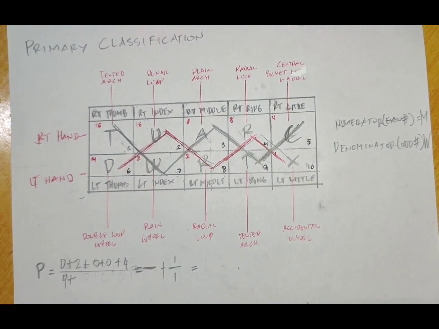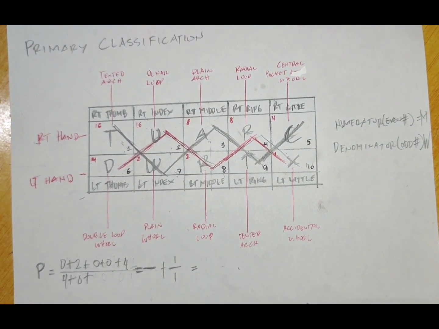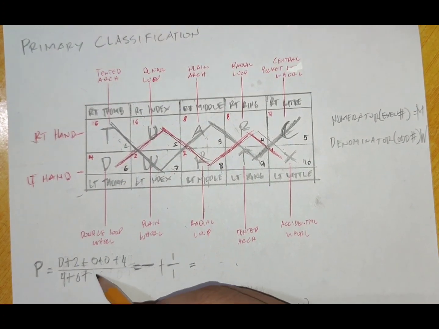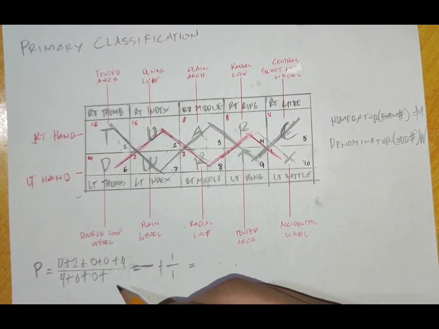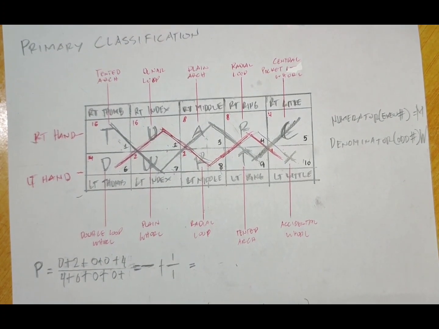Number 2 is a ulnar loop pattern, so it has no numerical value. Number 8 is a radial loop pattern, so it has no numerical value. Number 4 is a radial loop pattern, so it has no numerical value. Last is the number 10, and it has an accidental whirl pattern, so it has a numerical value of 1.